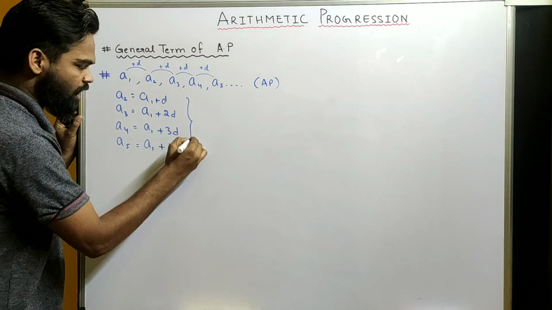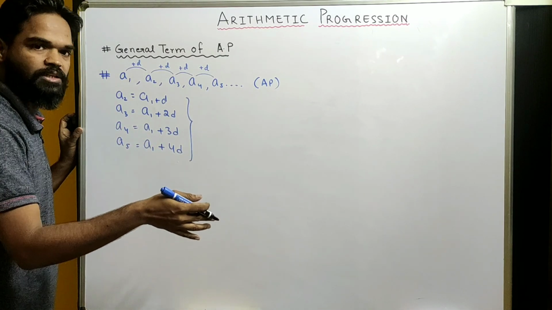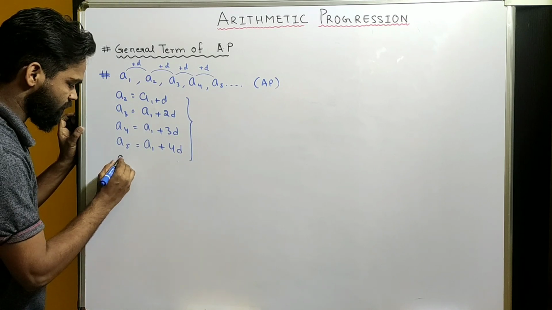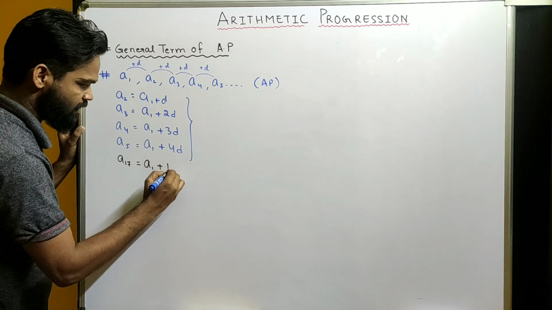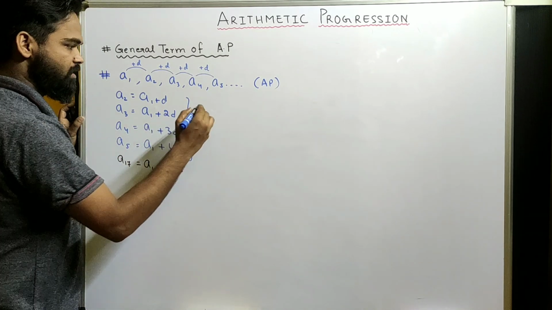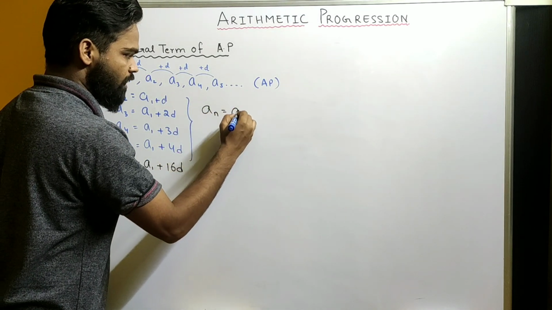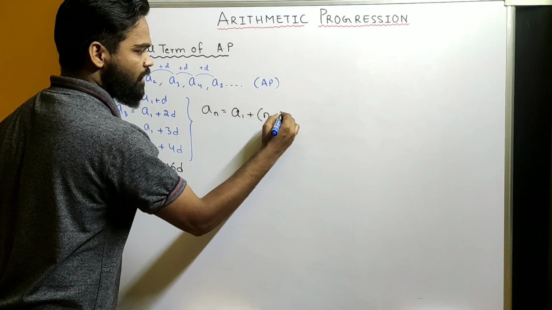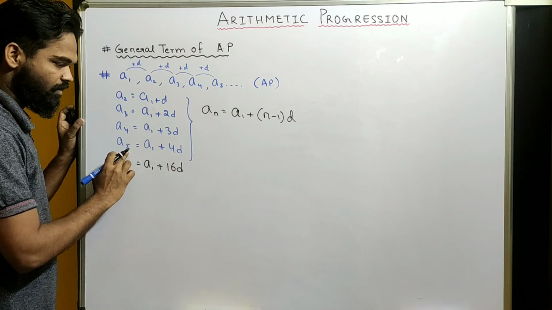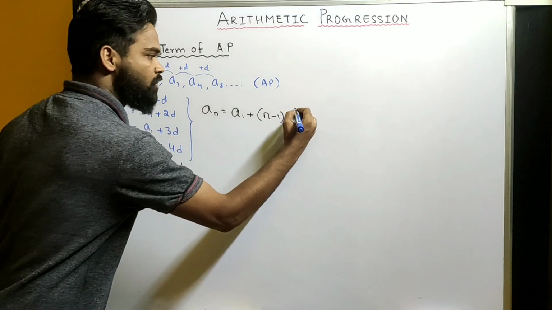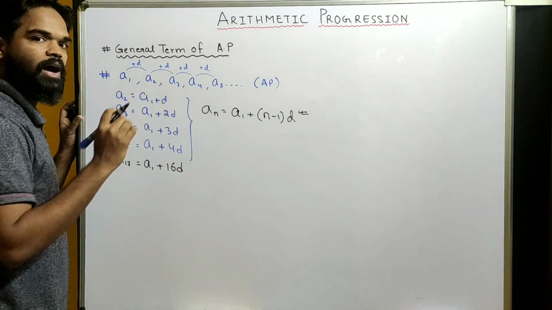Now, if you look at the pattern carefully, if I want to find the nth term, suppose I want to find the 17th term, A17, we know according to this sequence it is A1 plus 16d, which means if I want to find the nth term, it will be A1 plus (n minus 1)d. See, 17 minus 1, 16, 5 minus 1, 4. So this is the formula to find the general term of an AP.